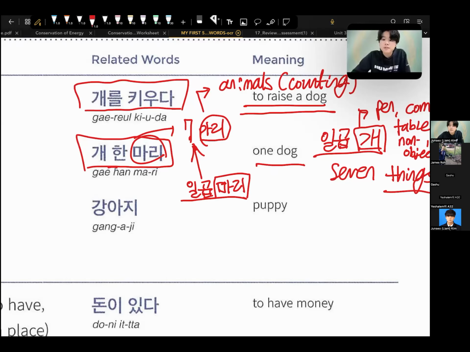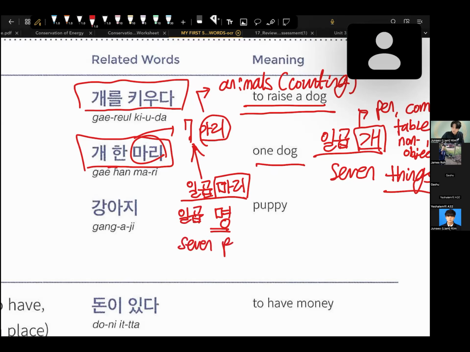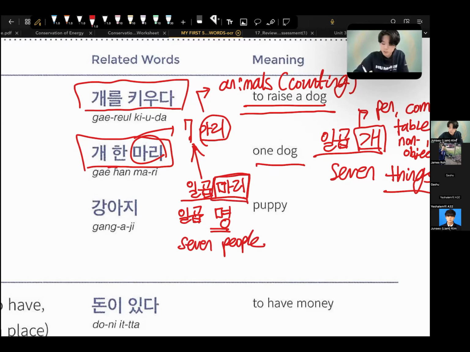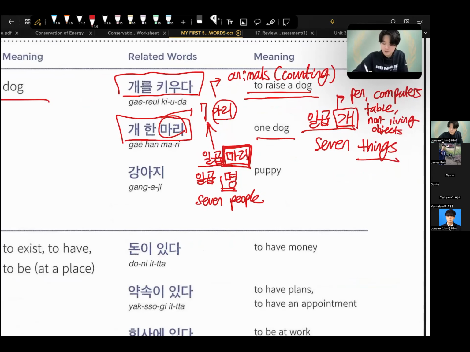And just as some extra information, when you're counting people, although humans are animals, you should say 명. Yes, you're right, Yeshi. You should say 명 to count people. So 일곱 명, 7 people, right? Good job. If you say there are 일곱 마리 of people, then you might go to jail, because that's very disrespectful, and they might really be angry with you. So you should call people 명, okay?